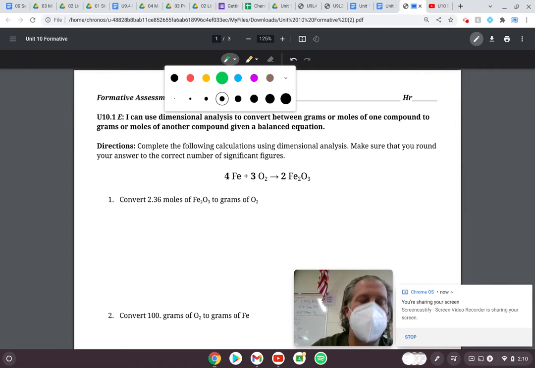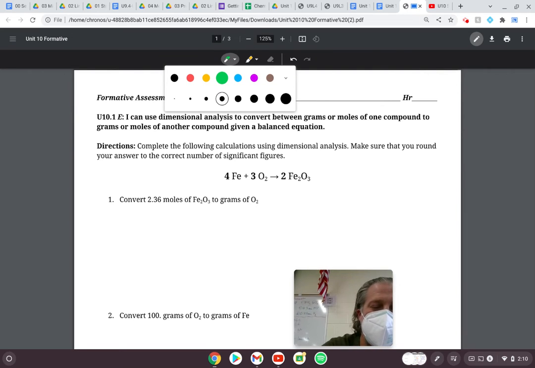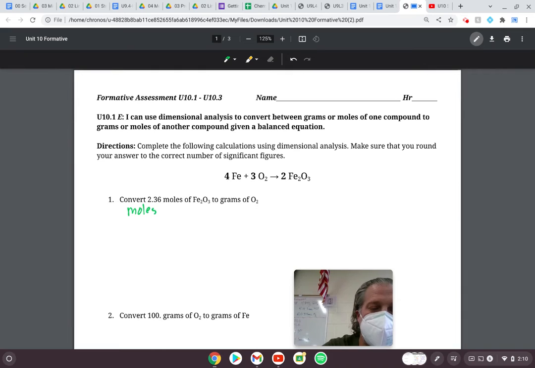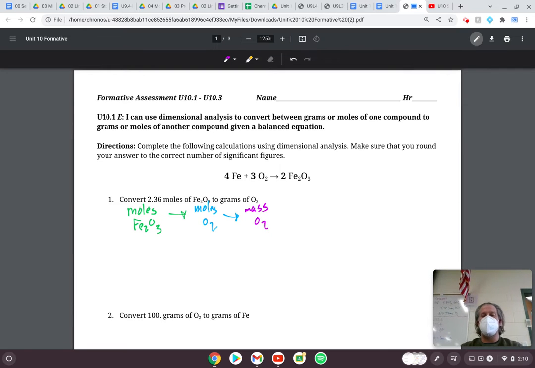Okay, so in the first problem, you were going to be converting moles of Fe2O3, iron oxide, to moles of oxygen, to eventually mass of oxygen. So in this problem, that's where you're starting and that's where you're going.